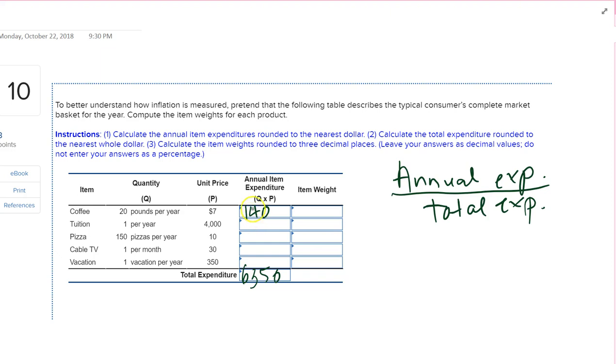So to get the weight of coffee out of the total, we just use this formula here. So we go 140 divided by 6,350. And it's going to give us the weight of coffee in the overall picture, and it is 0.022. So this one is pretty manageable once you understand how each calculation is done, and I don't think I'll have too much trouble with that.